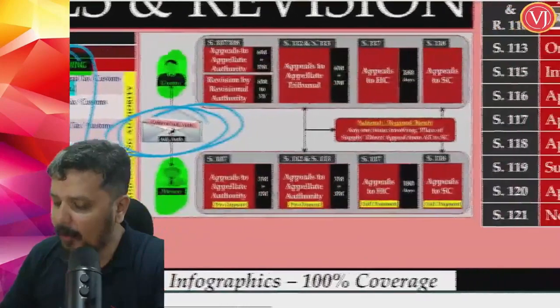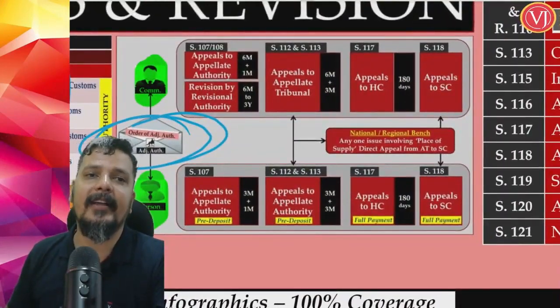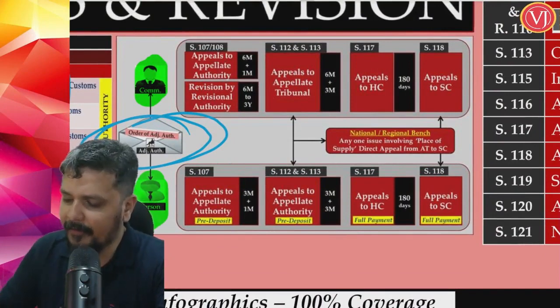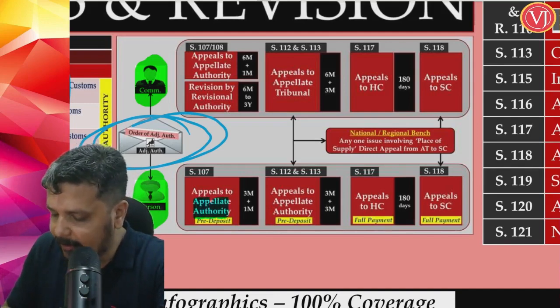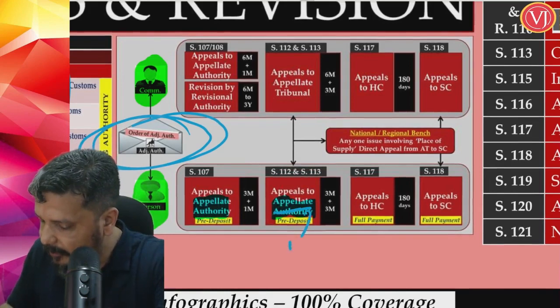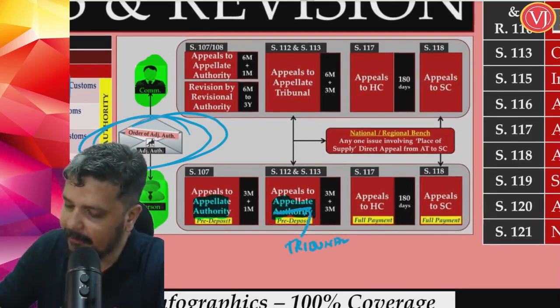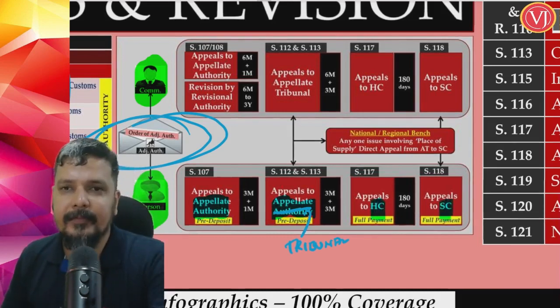So you have the orders of the adjudicating authority. Now, if the order is against the assessee, what will the assessee do? He'll go for appeals. What is the first level? Appellate authority. Second level is the appellate tribunal. Third level, High Court. Fourth level, Supreme Court.